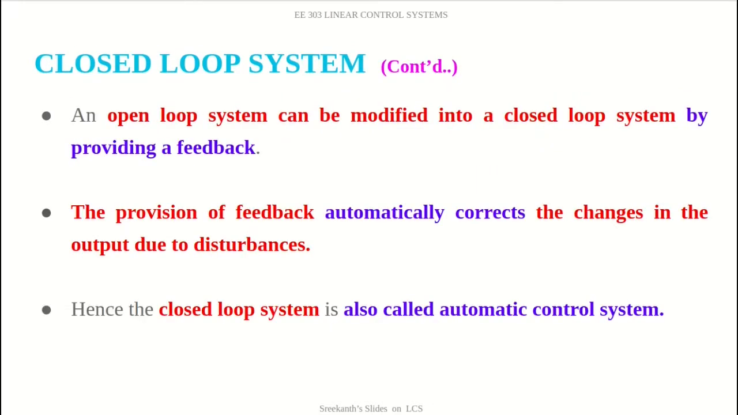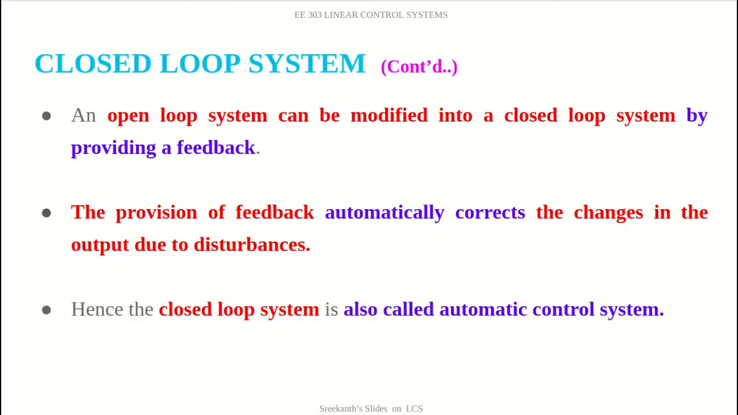Thus you can say, what did we actually do? An open loop system can be modified into a closed loop system by providing feedback. That is exactly what we did. We provided a feedback which sensed the cleanliness of the dress. Now the provision of feedback automatically corrects the changes in the output due to disturbances. Here disturbances mean the variation from the desired output. So the desired output was 95%.